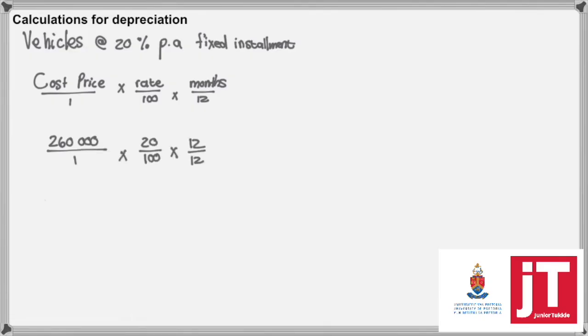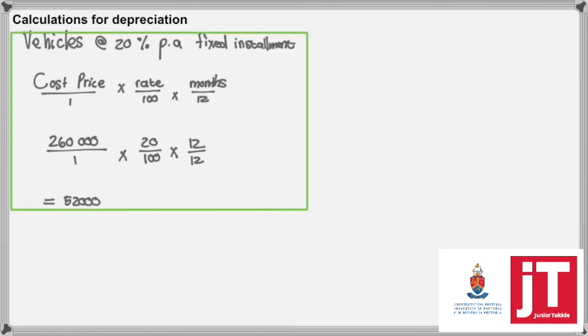20%, so that's our rate, 20 over 100. And we bought it on the first day of the year, so 12 months. If we then calculate, we get 52,000 Rand loss in value for the vehicle at the end of the year. Moving on to equipment.